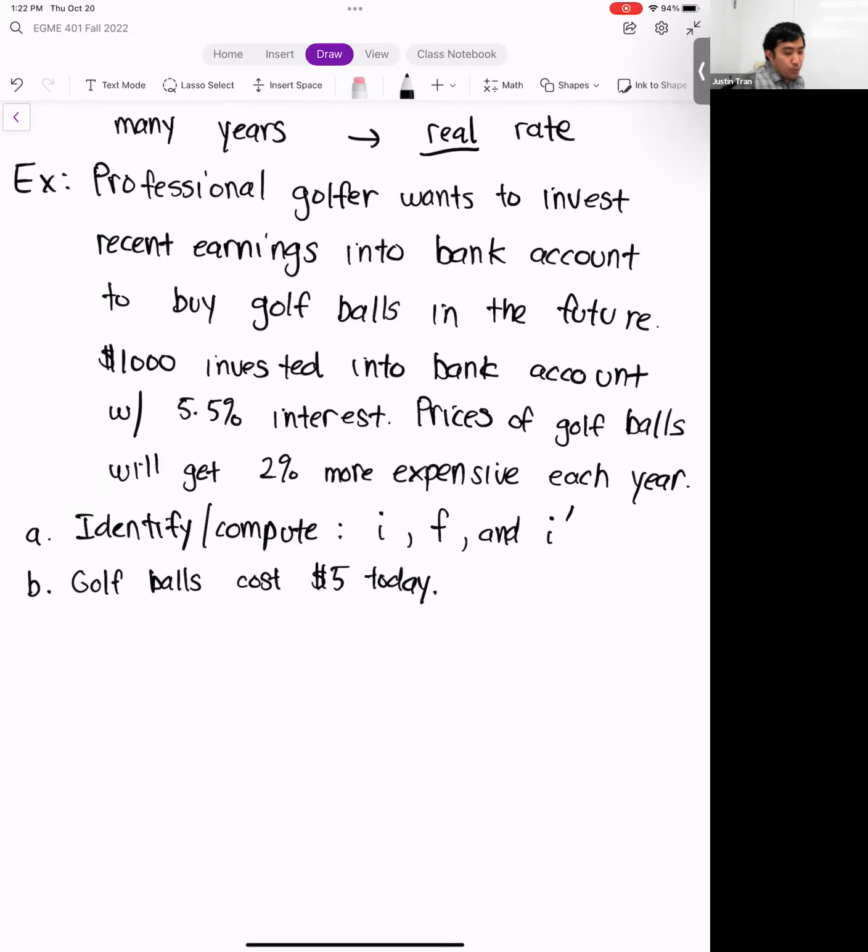Okay. And so in part B, we're going to assume that golf balls will cost $5 each today. And then we're going to compute how much they're going to cost in 1 year. Then we want to compute how many golf balls they can purchase today with that $1,000. But if they wait a year and their money grows in that bank account, how many golf balls will they be able to purchase in 1 year?